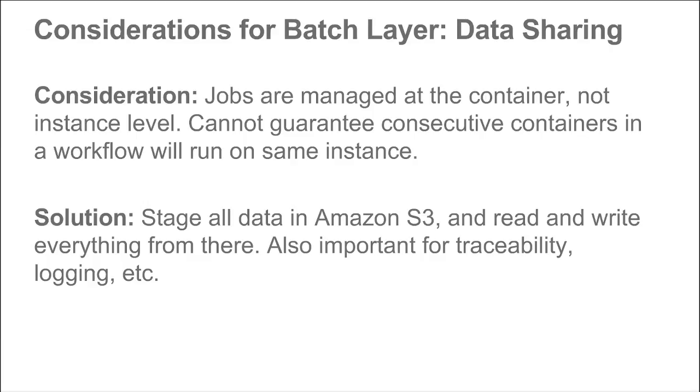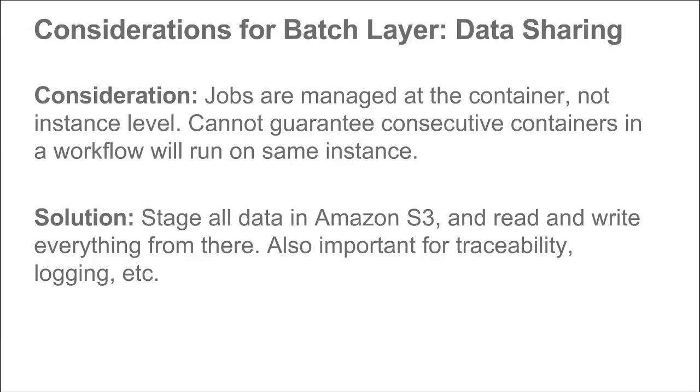So when you think about AWS Batch and the fact that you can run multiple jobs on the same instance, and that within a batch workflow, in order to really seamlessly scale and have your application be pretty much serverless, you want to not really care, in a lot of cases, where an individual job will run. So job one may run on a specific instance, and job two that depended on job one may run on a different instance. Because jobs are managed at the container, not instance level, you cannot necessarily guarantee that consecutive containers in a workflow will run on the same instance.